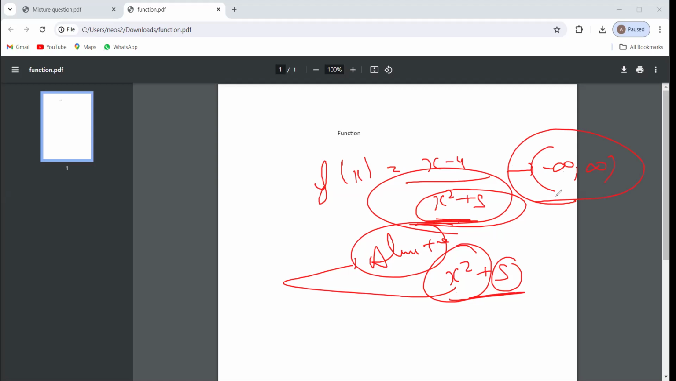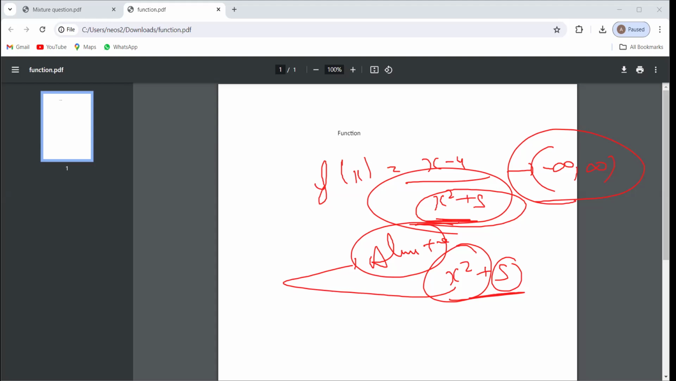Whenever we have a fraction, what are we looking for? We are looking for the values at which the denominator turns to 0, and we remove that value from all the values it accepts. That is what we call the domain. So in this function, we are looking for when x square plus 9 will become 0. We found there is no such value where it becomes 0. Clear?